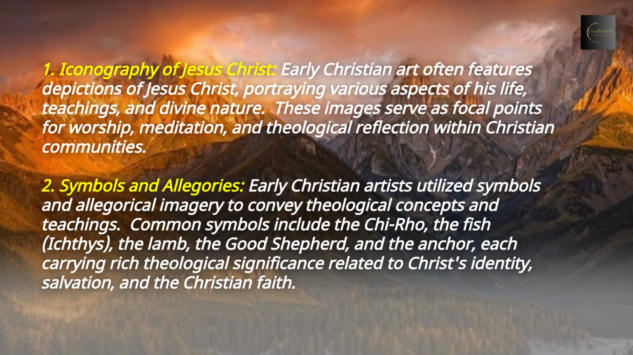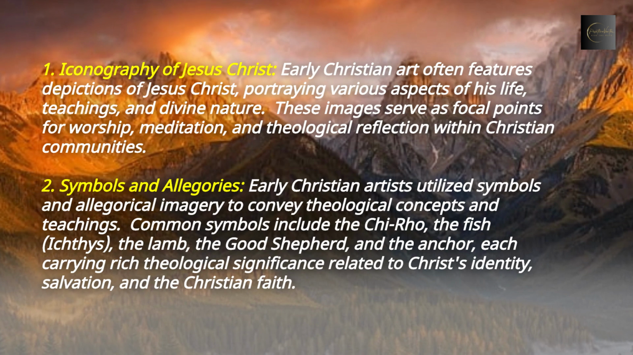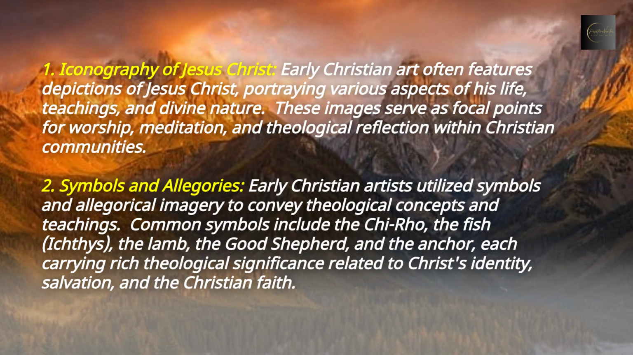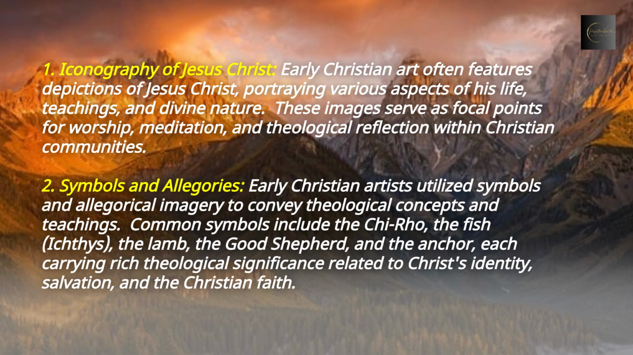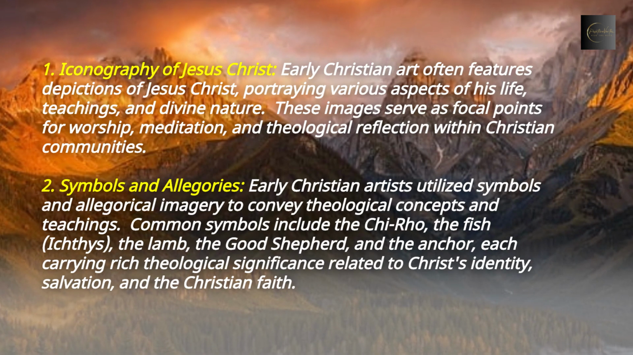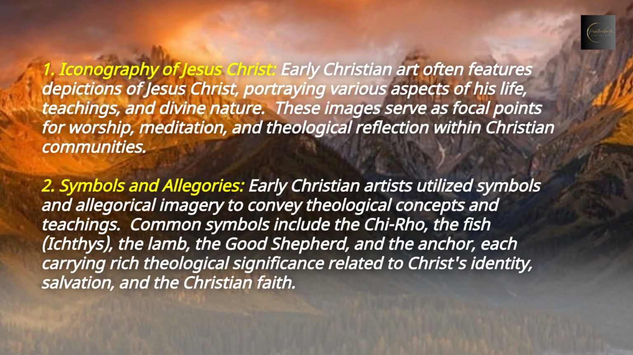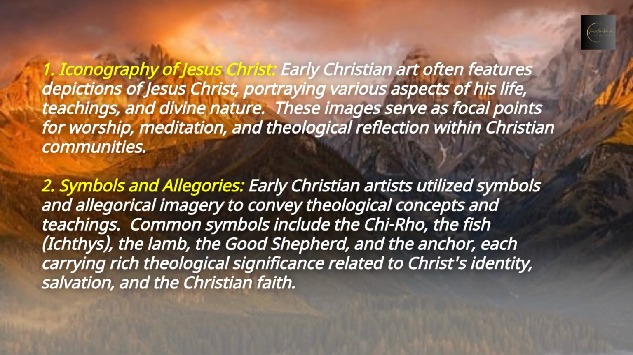2. Symbols and allegories. Early Christian artists utilized symbols and allegorical imagery to convey theological concepts and teachings. Common symbols include the Chi-Rho, the fish, Ichthus, the lamb, the good shepherd, and the anchor, each carrying rich theological significance related to Christ's identity, salvation, and the Christian faith.